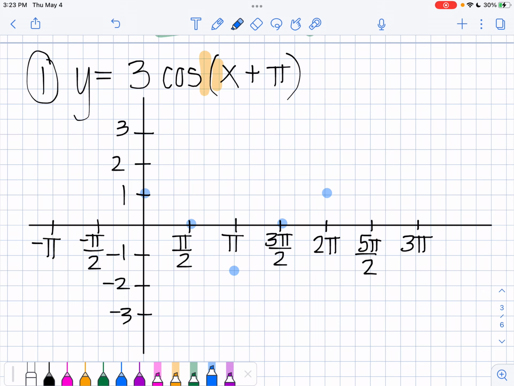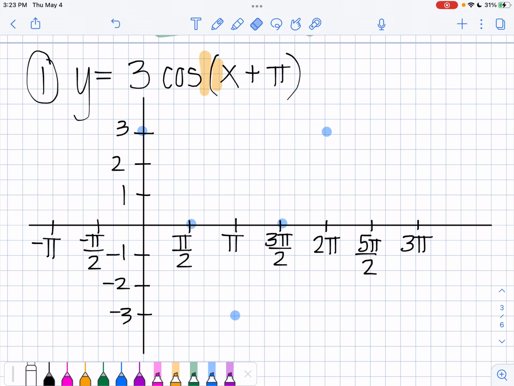Then I'm going to change the amplitude. When I change the amplitude, that means if I was to sketch in my main cosine graph, it needs to go all the way up to 3. So this point right here, this point right here, and this point right here, I need to move to +3 and -3. So I'm going to move these points. This one's going up to 3, this one's going down to 3, and this one's going up, whoops, up to 3 here.